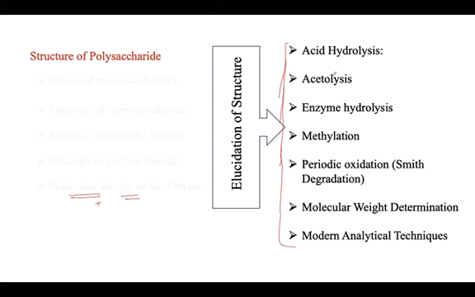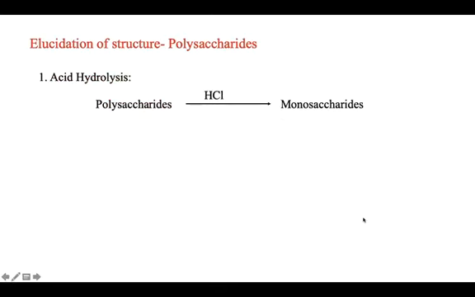Among these, the first one is acid hydrolysis. We are doing the hydrolysis. Then esterolysis is another form. Then we have enzyme hydrolysis. We have methylation. We have periodate oxidation, also known as Smith degradation. We have molecular weight determination methods, and then we have modern analytical techniques which also help us to know the structure of a molecule. So in order to know the structure of the molecule, let us start from acid hydrolysis.